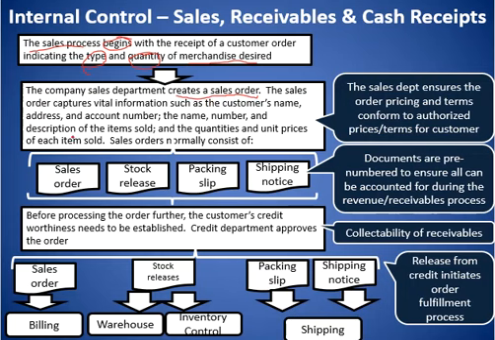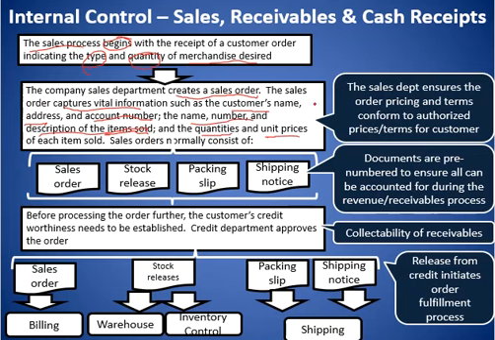Now, the sales department in the sales order is going to capture vital information, such as obviously the customer's name, the customer's address, the customer's account number, the name, number, and the description of the items that are being, I say items sold, that are being purchased from the company, also the quantities purchased and the agreed-to unit prices.